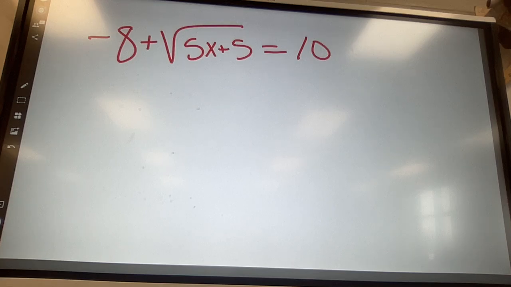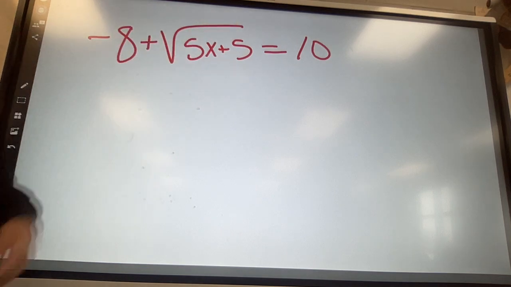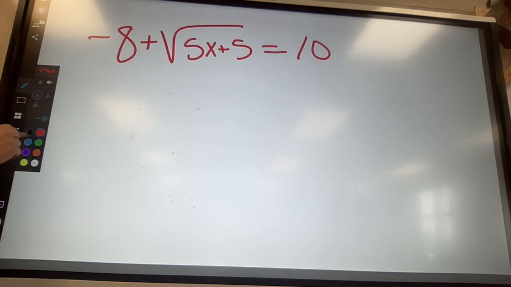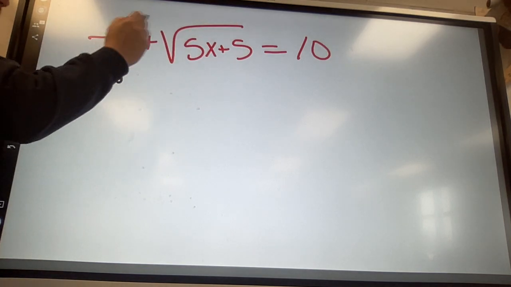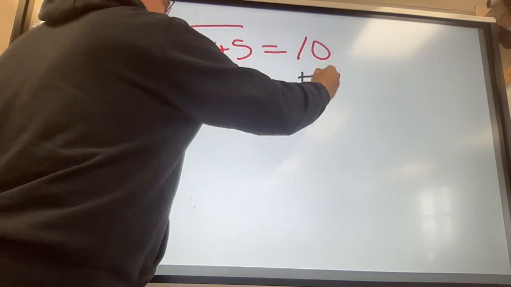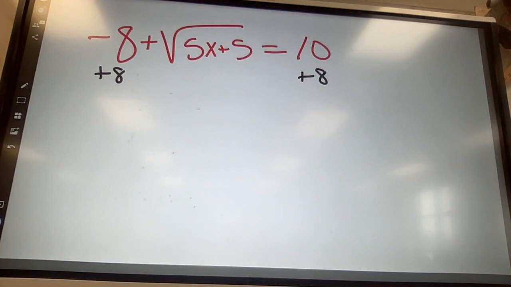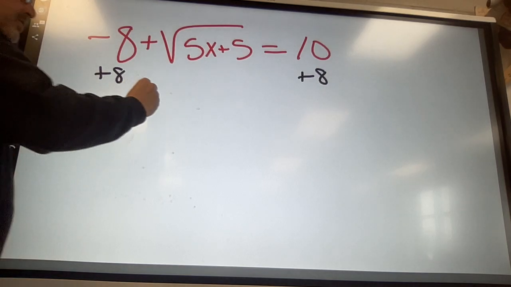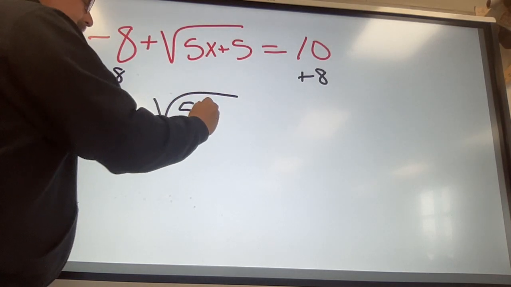Before you square, please try to get the square root as alone as possible. You can't get rid of anything underneath it, but you can get rid of the things outside of it. You can go plus 8. You not only can go, you have to. You have to go plus 8 on both sides, which gets the square root a little more alone.